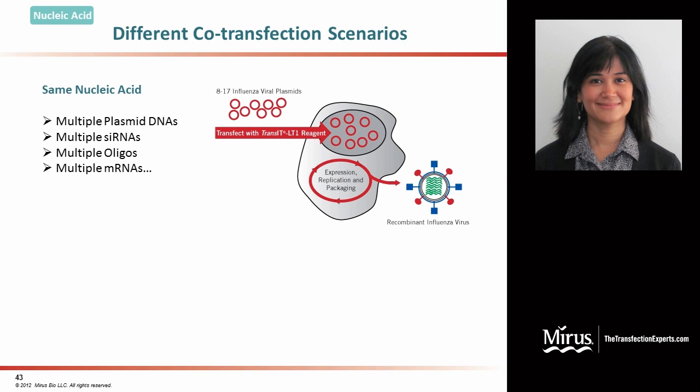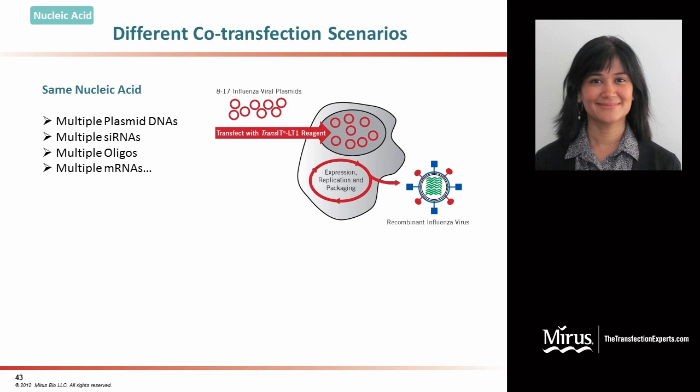There are also different co-transfection scenarios that are routinely employed in the labs. One very popularly used co-transfection experiment is actually virus production. In this case, researchers typically take anywhere between 3 to 17 or even more viral plasmids and transfect cells together with them. Following transfection, the viable virus is produced and released outside of these cells in the supernatant.